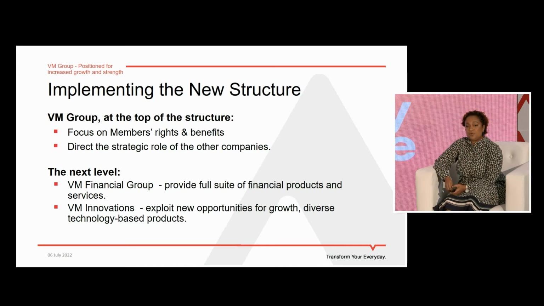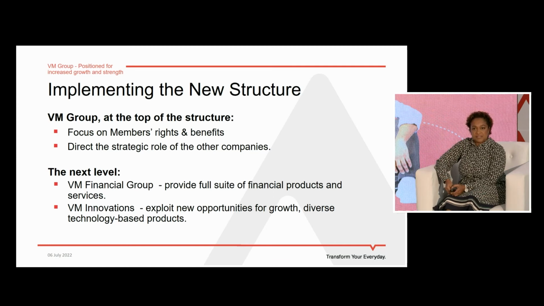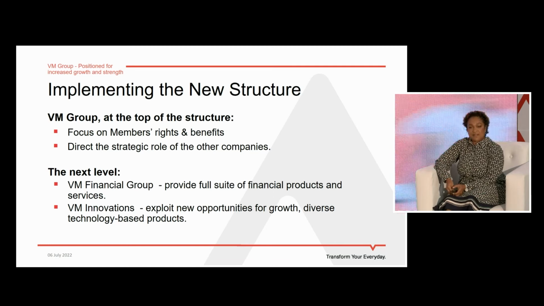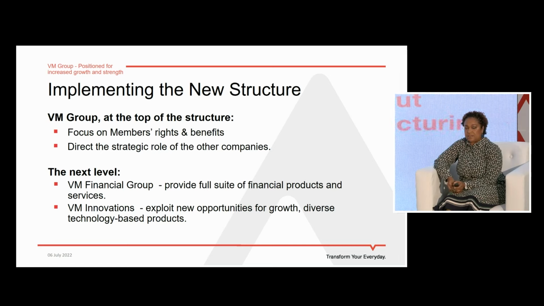So the VM group at the top of the structure will focus on the members and its benefits. It will direct the strategic role of the other financial companies. So it will ensure that your services from the pension, investment, your day-to-day deposit taking, banking services are properly delivered to our members and in accordance with our strategic plans that we share at our annual general meeting. We will then account to our members on how we execute this.